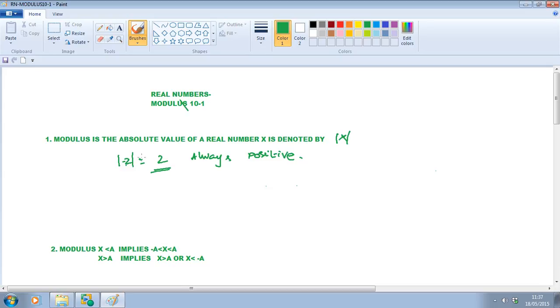If you take the modulus of x when it is plus, you get x. Say the modulus of minus x, that means the value you get is minus of minus x, which is plus x. You get x. So modulus of x has two cases: in the first case, x is greater than 0, and in the next case, x is less than 0.